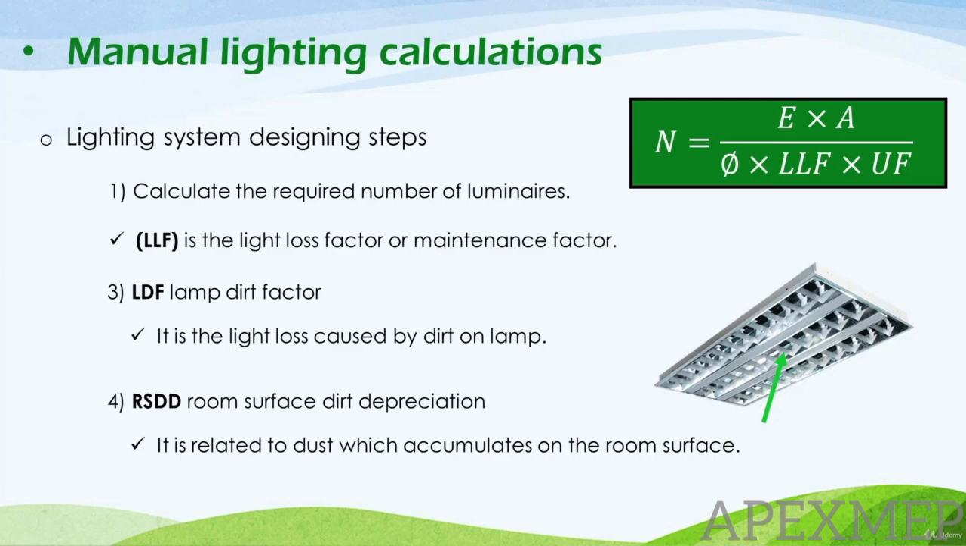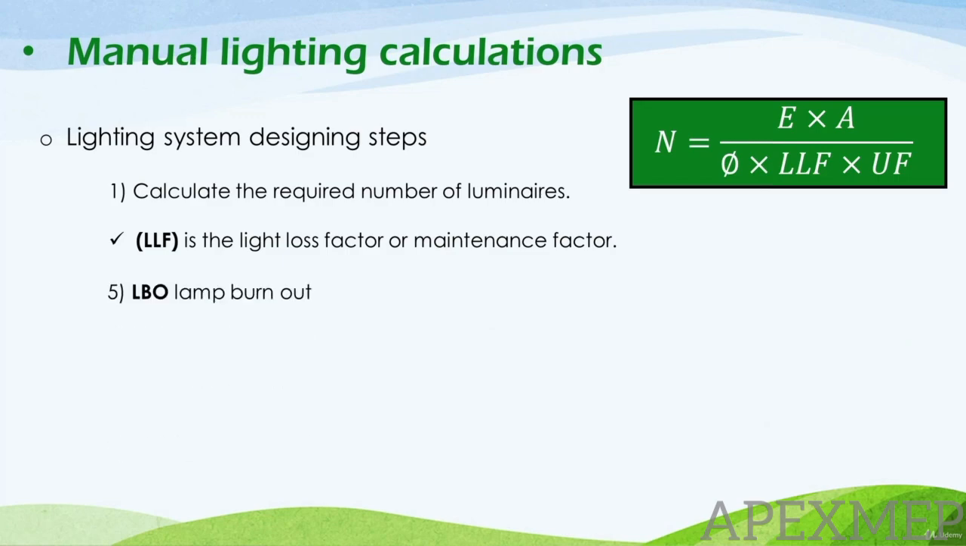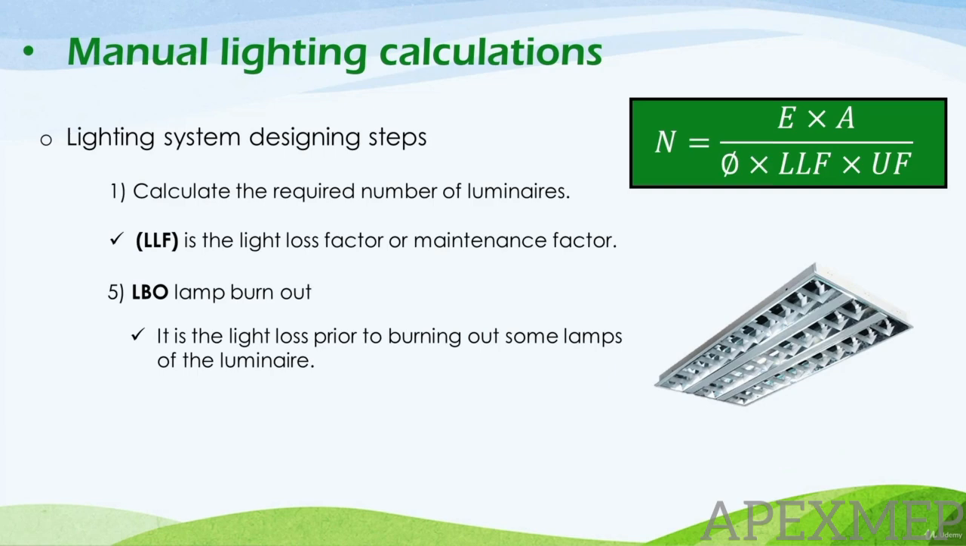So that's for RSDD. Now the fifth factor we have is LBO, or lamp burn out, and this factor considers the case in which we have some lamps which are burned out in the luminaire. So the ideal case is to have all the lamps on the luminaire working, but we suppose the worst case at which there may be some burned out lamps, so the total output lumens of the luminaire will decrease, and for that reason we must increase the total number of lumens to compensate for this decrease in the output light due to the burned out lamps.